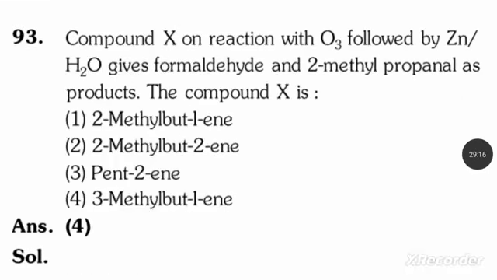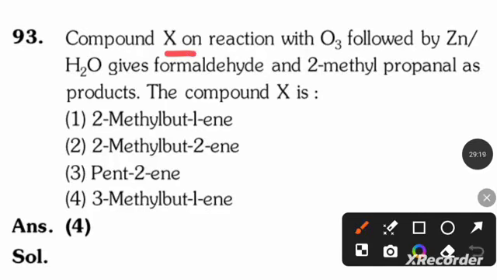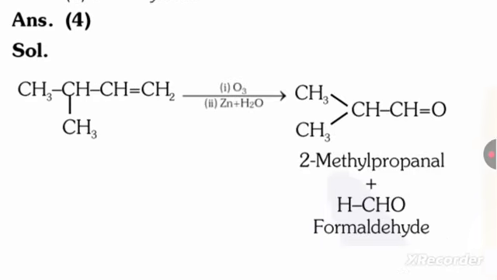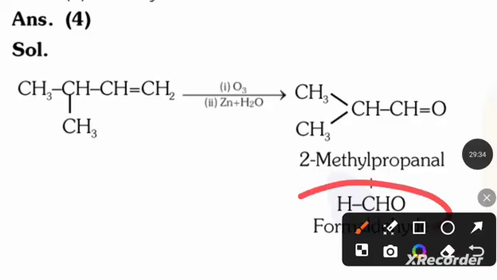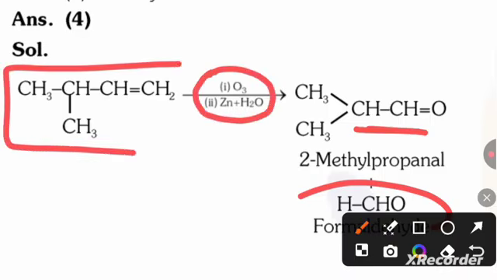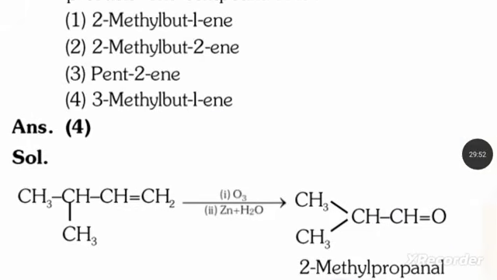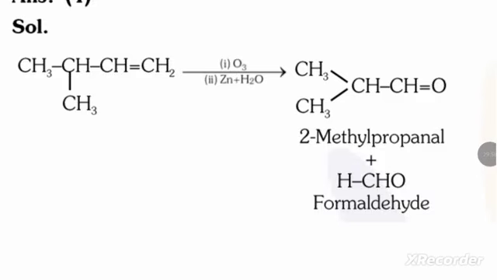Let us move to the next question. Compound X on reaction with ozone. It's an ozonolysis reaction followed by zinc hydrolysis to give formaldehyde and 2-methyl propanal. We need to find out X among these 4 options. So the products we are getting, one is formaldehyde, a 1-carbon aldehyde, and another one is 2-methyl propanal. So on treating with ozone followed by hydrolysis, this compound, 2-methyl but-1-ene, will give these 2 products. So 2-methyl but-1-ene is the right answer for this question.